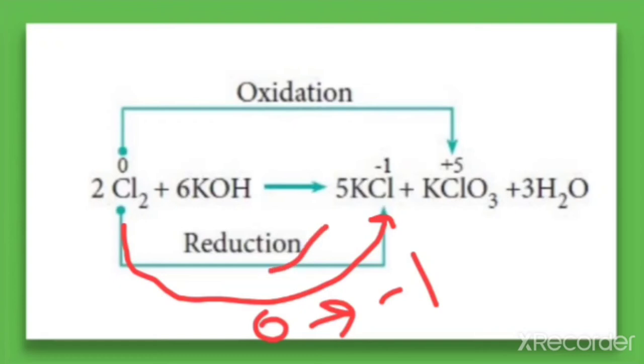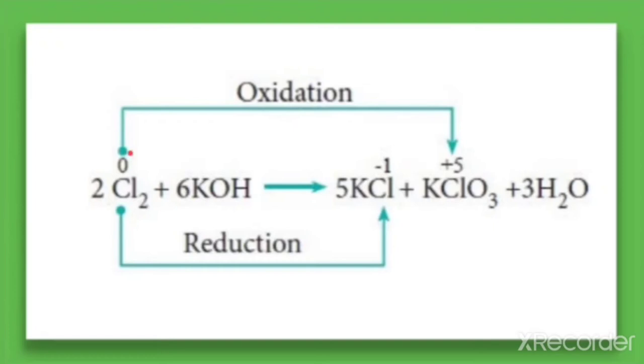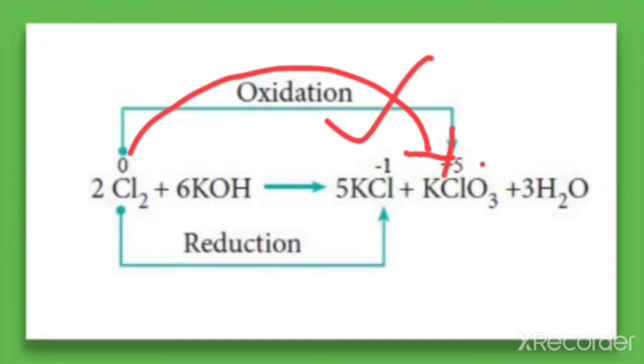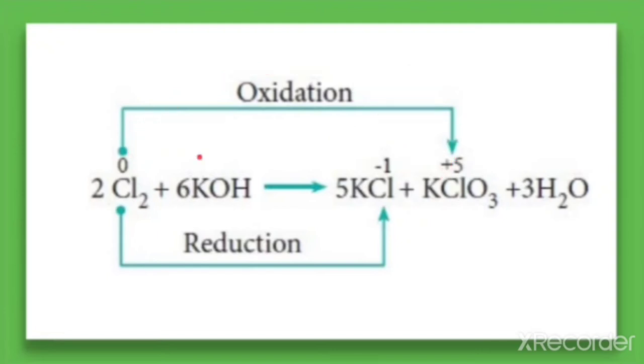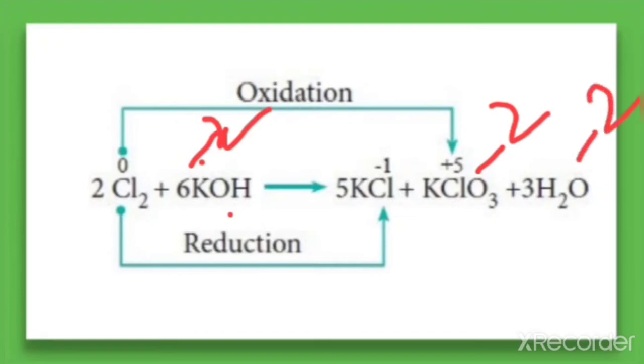But simultaneously, the oxidation state of chlorine from here to here shows an increase in the oxidation number, that is from 0 to +5. Therefore this is called oxidation. The potassium is not undergoing any change in oxidation number, because the oxidation state for K is +1 here, here also +1, here also +1. That means the oxidation state of K is not changing. The oxidation state of O is not changing because it is -2 here, here also -2, here also -2. That means there is no change.